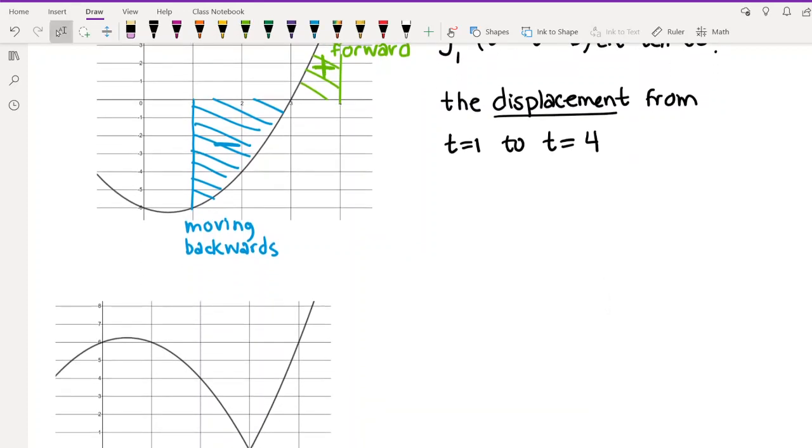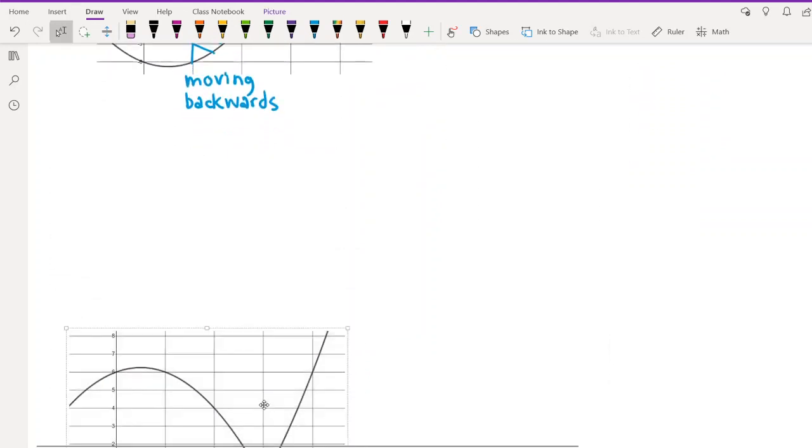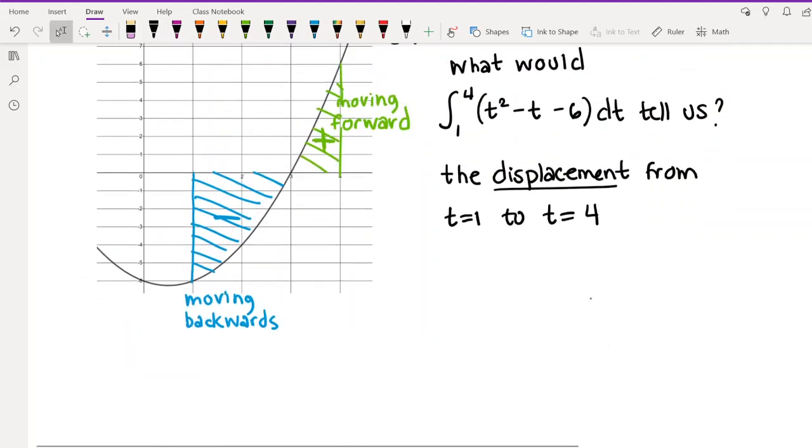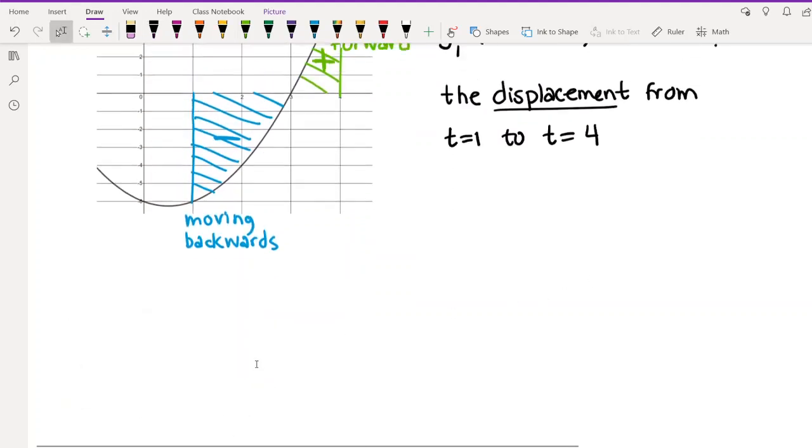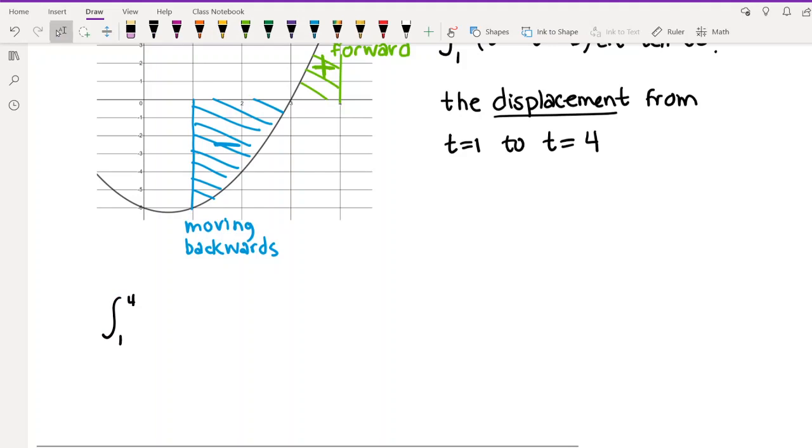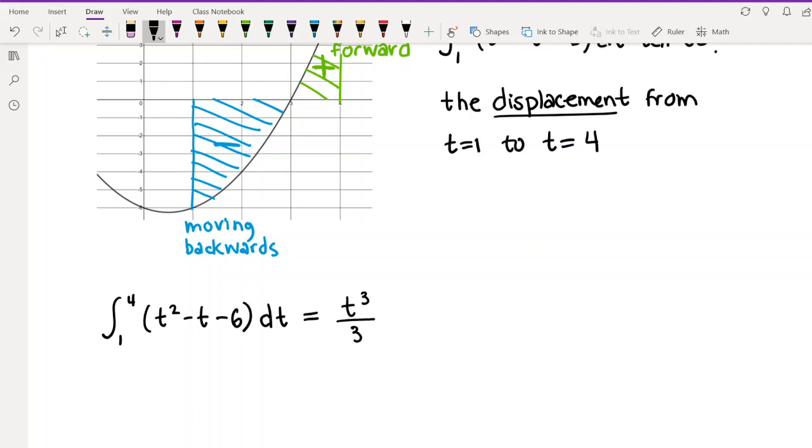So let's actually evaluate this so that we have a number to compare when we do the next part. So if we were trying to take the integral from 1 to 4 of this function, let me go down here actually. So the integral from 1 to 4 of t squared minus t minus 6 dt. So we just need to find the antiderivative. So that would be t cubed over 3 minus t squared over 2 minus 6t. And then we want to evaluate this at 4 and at 1.